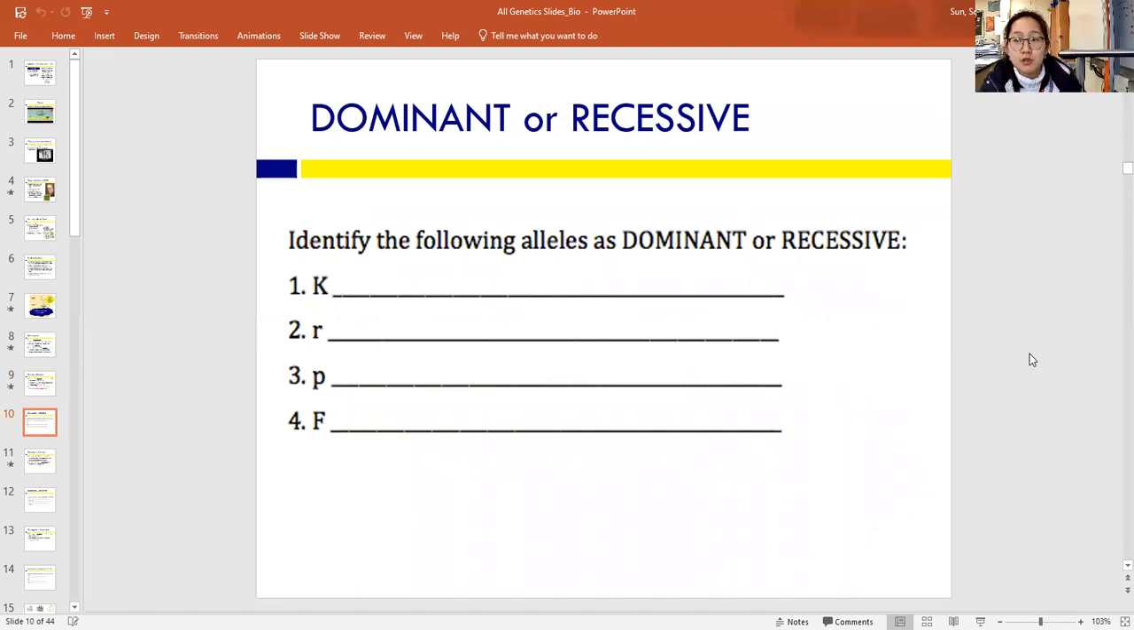I'm going to ask that you pause the video and go ahead and do the practice problems to define if the capital K is dominant or recessive, if the lowercase r is dominant or recessive, if the lowercase p is dominant or recessive, or if the capital F is dominant or recessive.